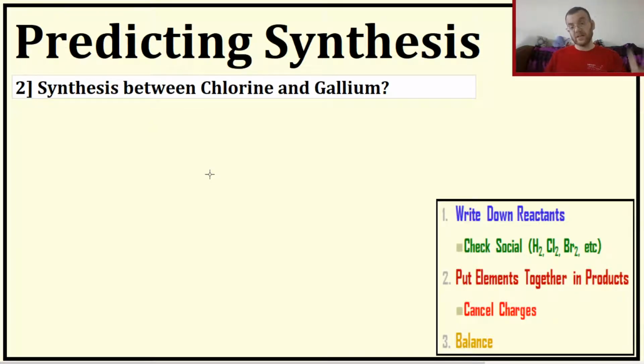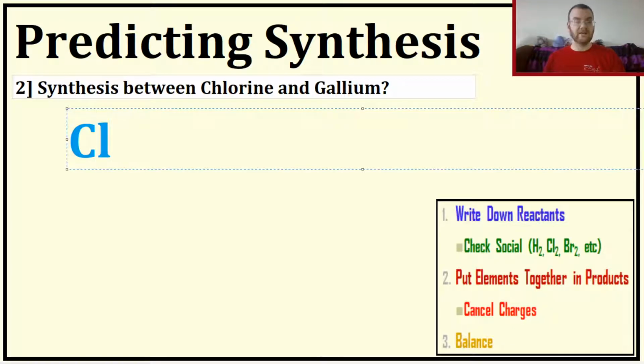Now there are actually a couple tricks with this, and I will go over them as we get to them. First off, I need to write my reactants down. So I'm going to start with my chlorine, Cl, capital C, lowercase l. And then I'm going to put gallium there, capital G, lowercase a.